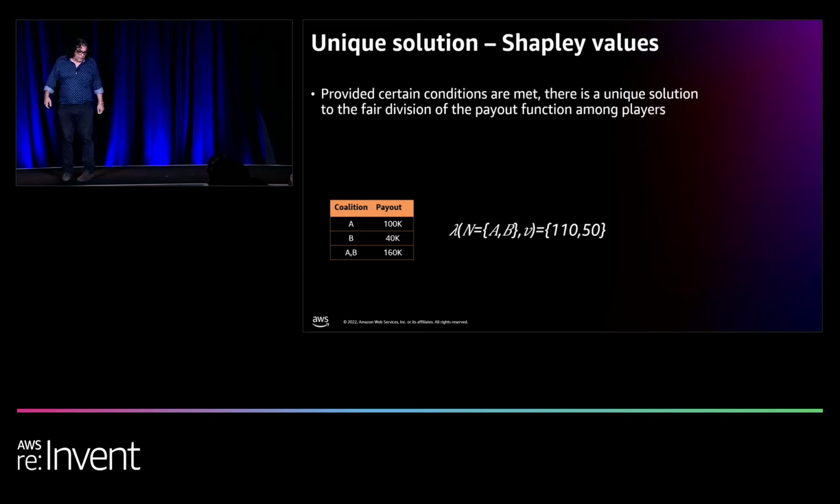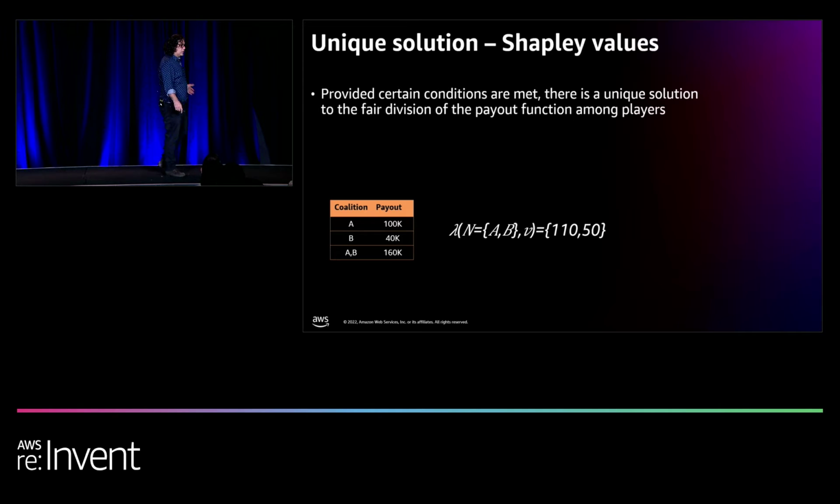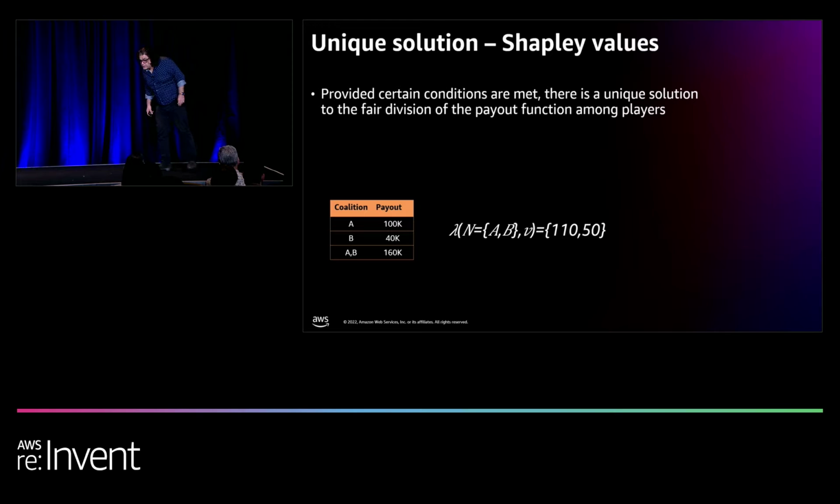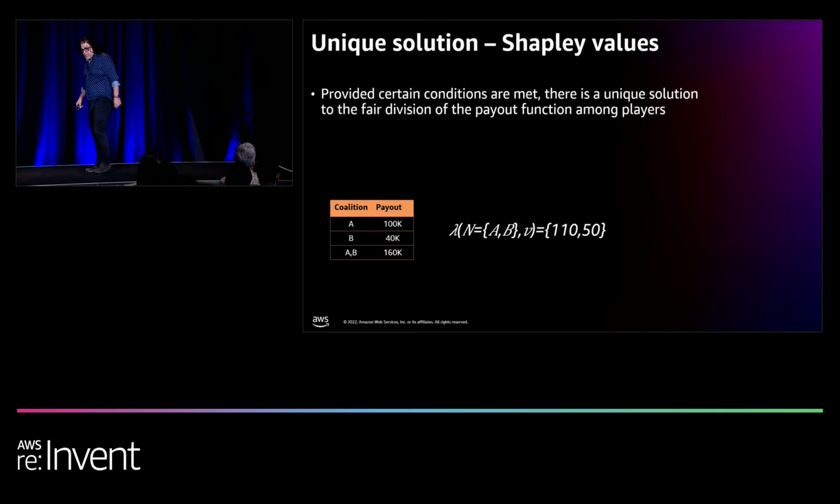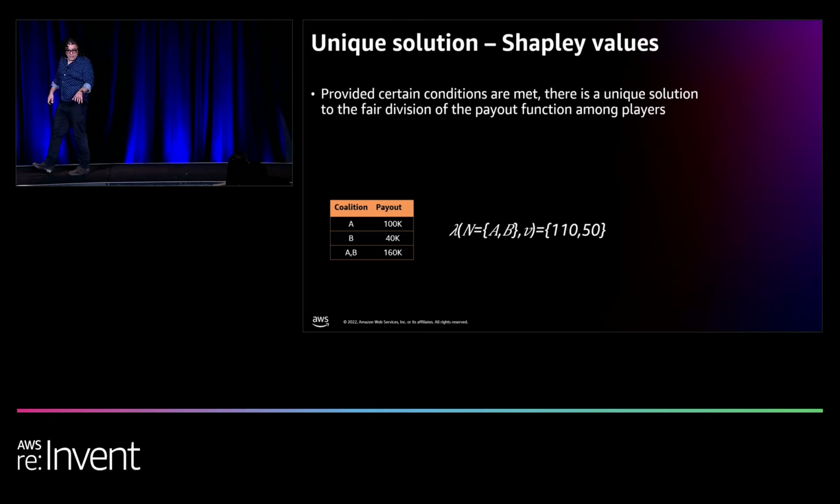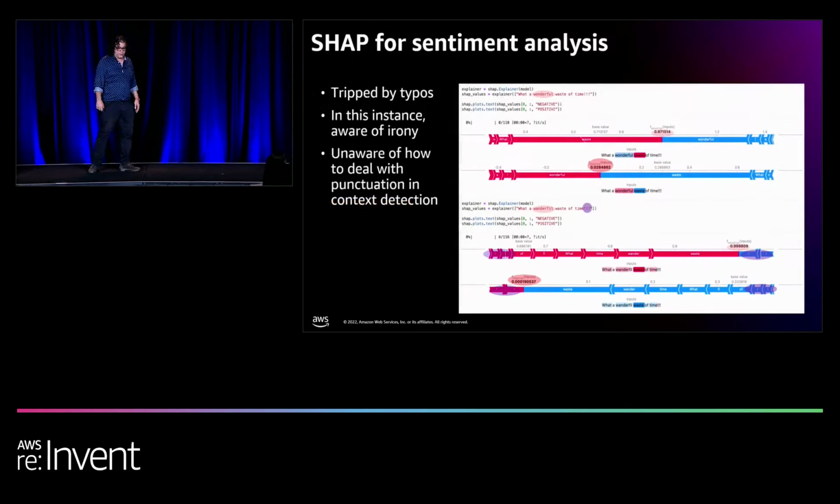So here, in a simplified version of that, if A makes 100K, B makes 40K, and the total in a grand coalition is 140, is it 140? No, 160, so that's a super additive system. So what you end up with, if you apply the Shapley method to that, is 150. That would be the unique solution to that problem.